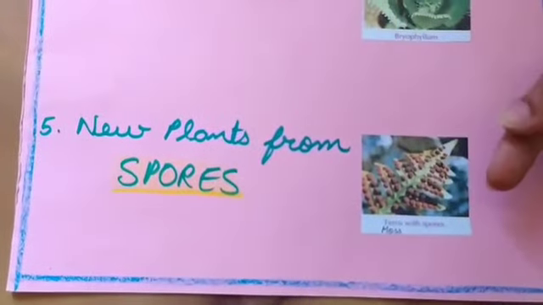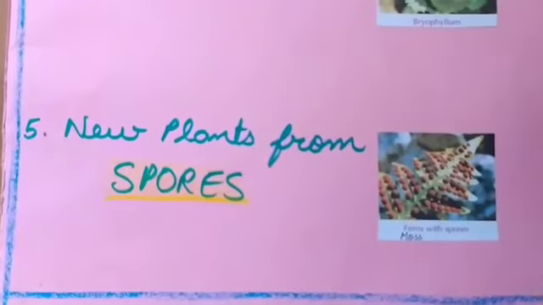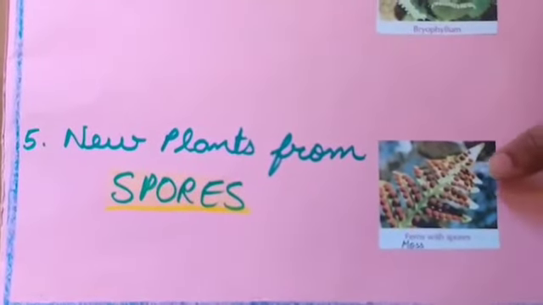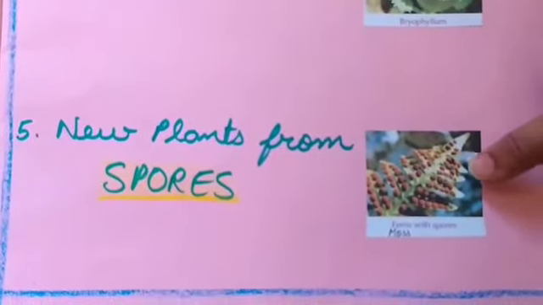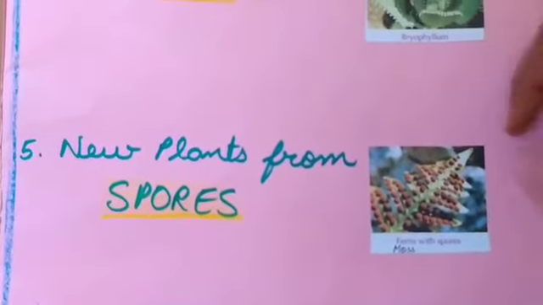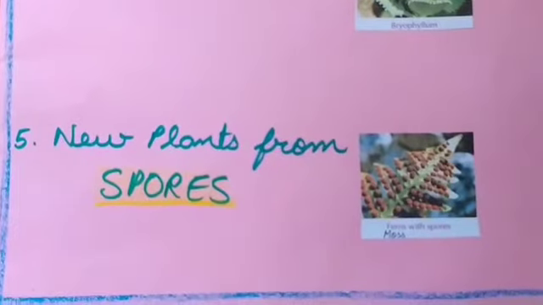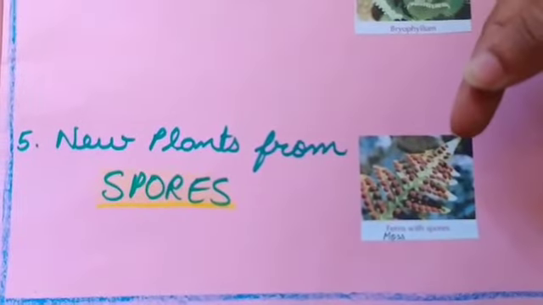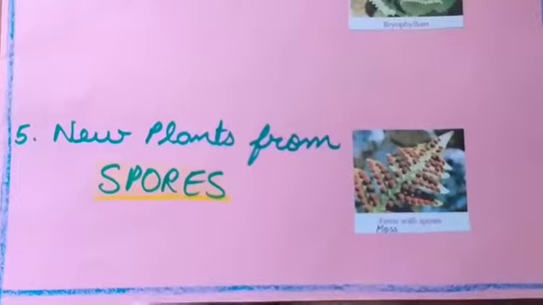Some of the plants like ferns and mosses, what happens? They have spores, a powdery, brownish substance on the leaf. When these spores get appropriate conditions like moist soil, sunlight and air, these spores will develop into a new plant.